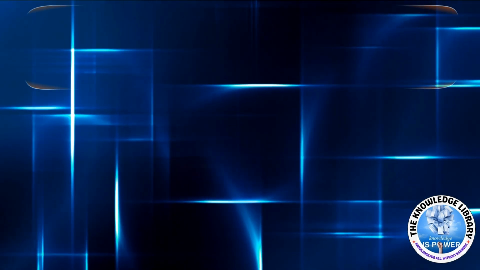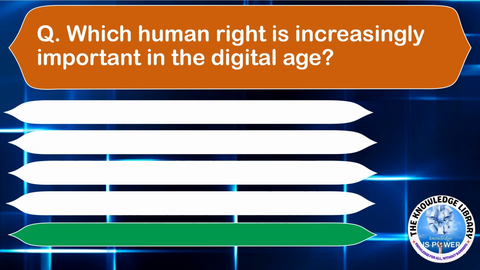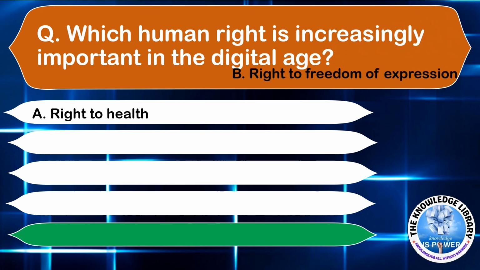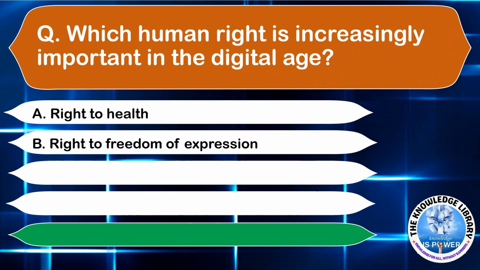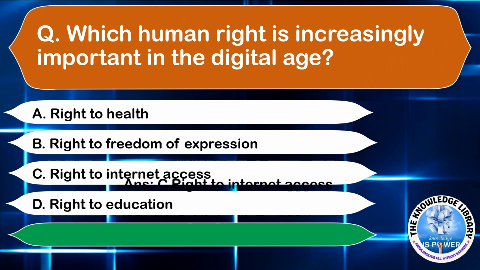Next question is, which human right is increasingly important in the digital age? Option A, right to health. Option B, right to freedom of expression. Option C, right to internet access. Option D, right to education. Correct answer is option C, right to internet access.